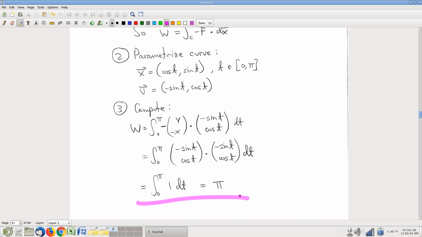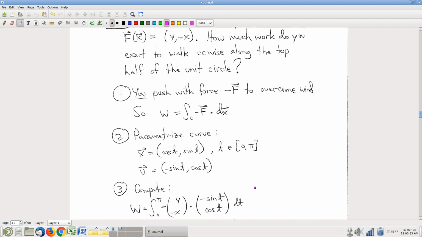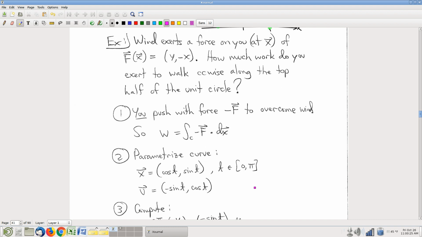Is the force negative F specifically because the wind is in the exact opposite direction? Yeah, so here's me, right? The wind is blowing on me like this, and this is F. What was given in the problem is F. The question asks, how much work do I have to exert?